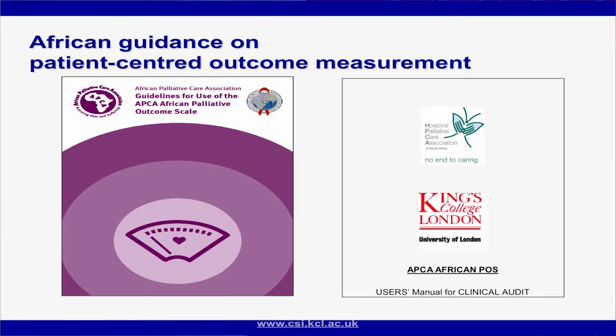And in terms of ownership and leadership, an enormous amount of leadership has come from African advocacy agencies such as the African Palliative Care Association and the Hospice Palliative Care Association of South Africa, who deliver free guidance on how to use the Palliative Outcome Scale to measure care, to deliver more patient-centered care, and to measure the effectiveness of that.